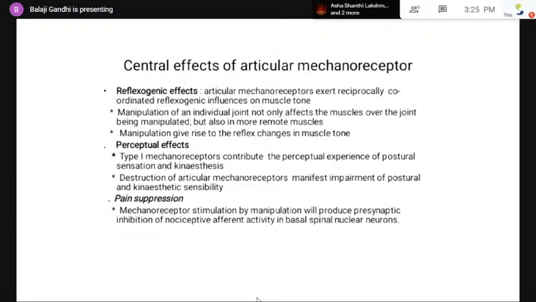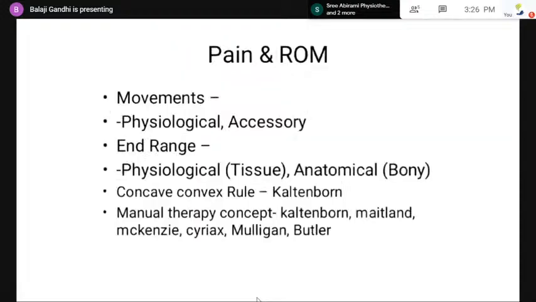Now we'll see the relation between pain and range of motion. If the movement needs to achieve full range of motion, there should not be any restriction by pain. If pain is present, the movements will be reduced. So pain and range of motion are interlinked.